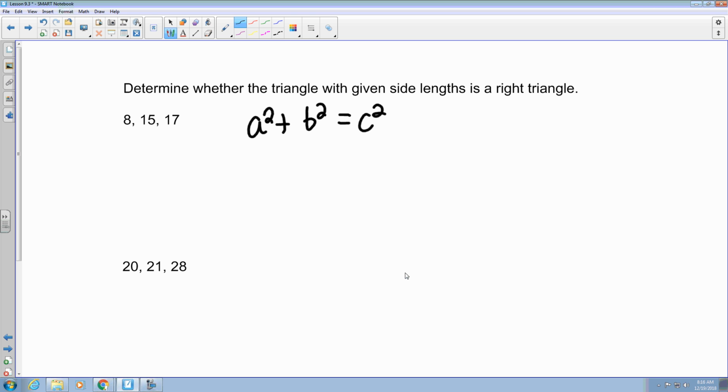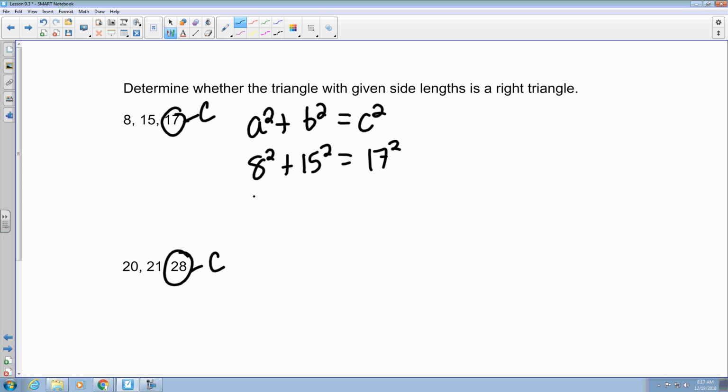So if I look at these two examples, 17 is my largest measurement between 8, 15, and 17, so that's C. In the next example, 20, 21, 28, 28 is my value of C. All right, it's not always going to be the last term, sometimes, so be careful. All right, so now looking at the first example, you can choose, I like to choose the smallest value for A, so it's going to be 8 squared plus 15 squared is equal to 17 squared. I've got to see if this is going to be true.